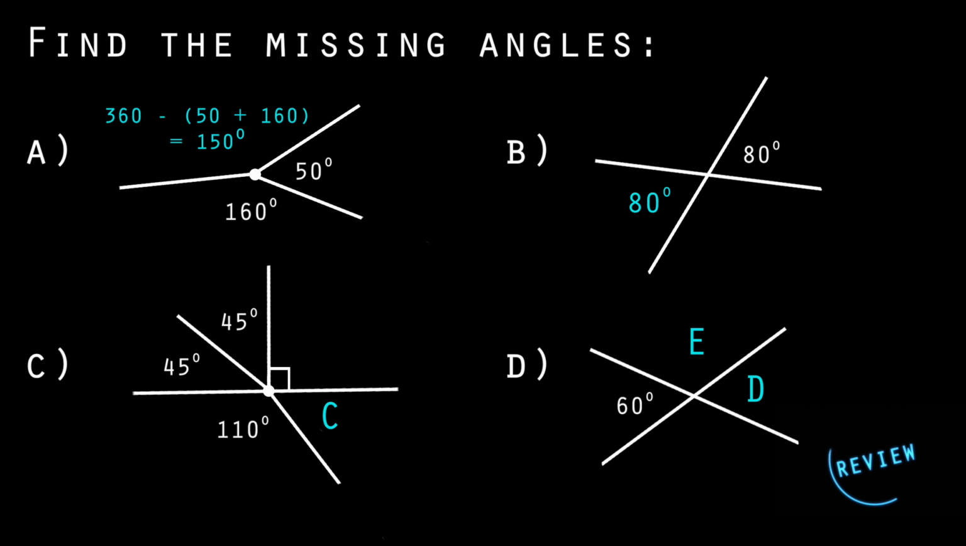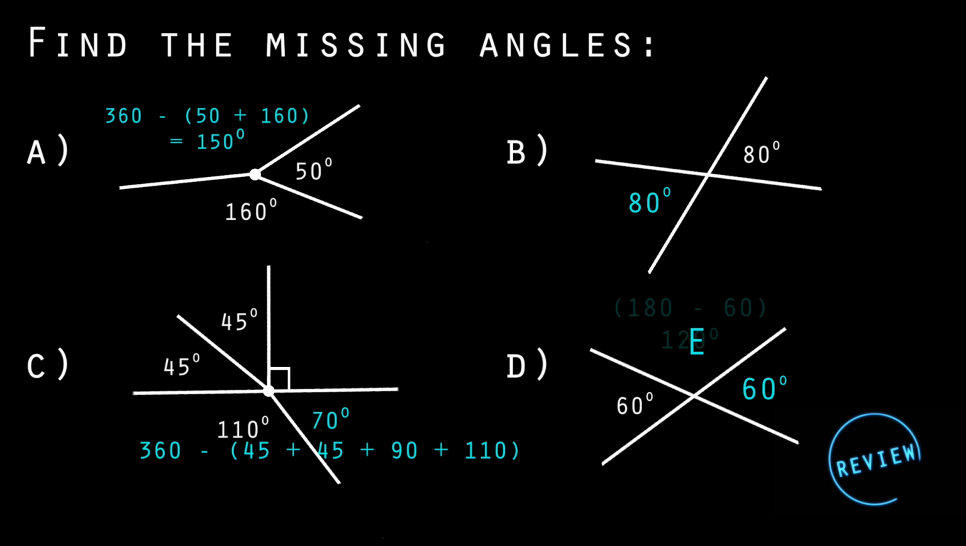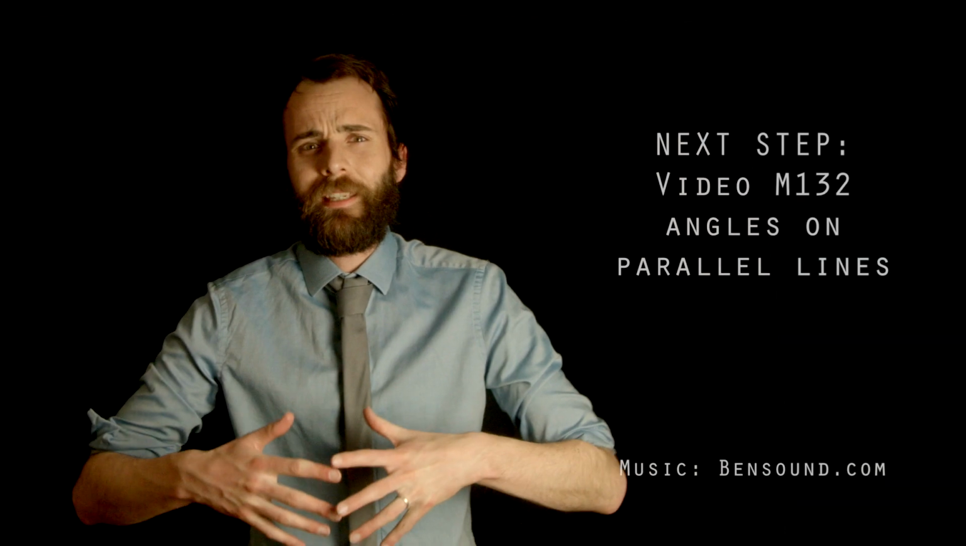For C, we have to recognise a right angle sign when we see it. That's 180 degrees on the top then. Underneath, we've got 110 degrees. That leaves 70 degrees to go around that point. So that's our missing angle. And finally, for D, we have some vertically opposite angles. So 60 degrees is going to mirror the 60 already there. And then we have to add what's left to make 180 degrees on one of those straight lines. That's 120 degrees.